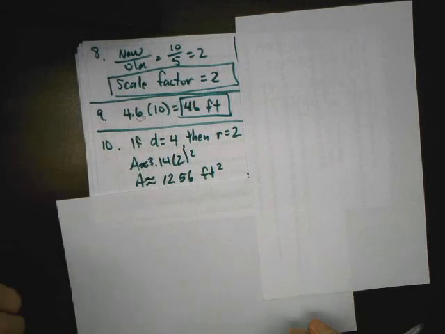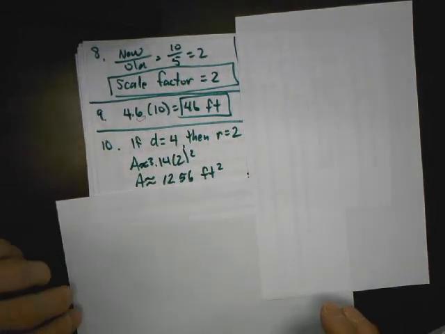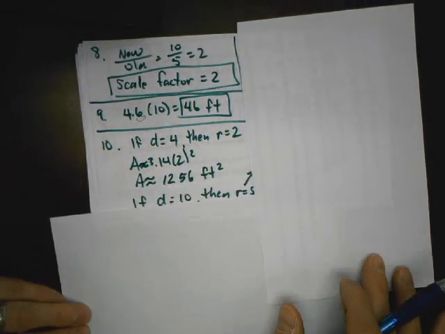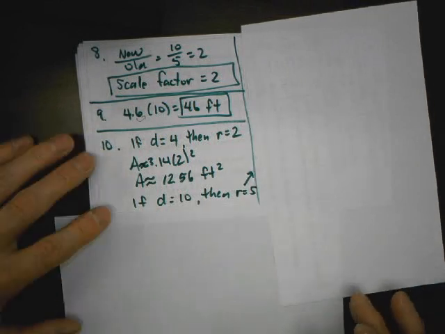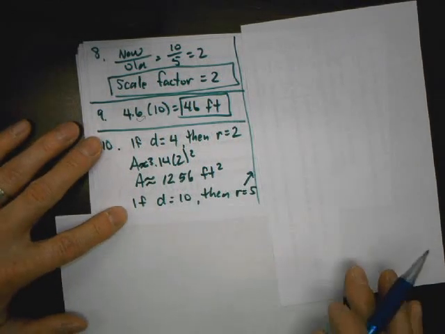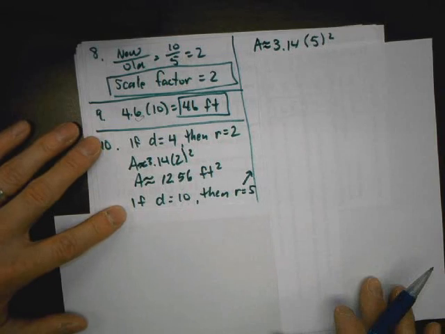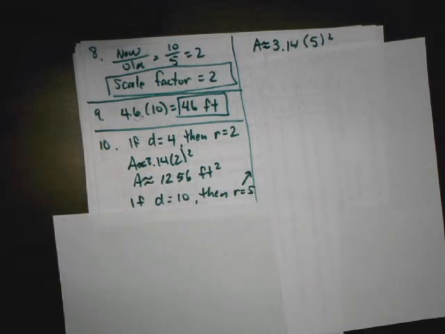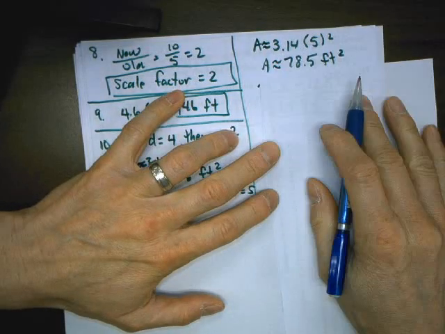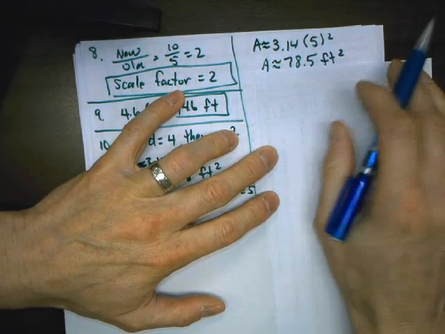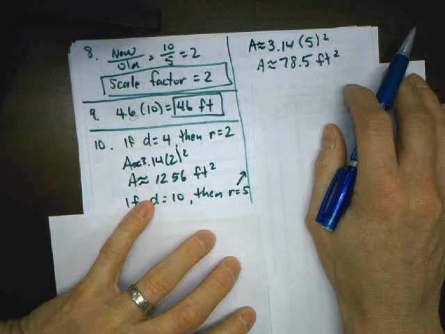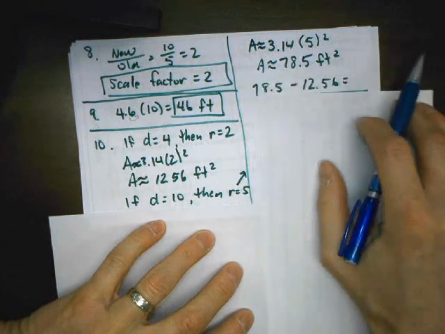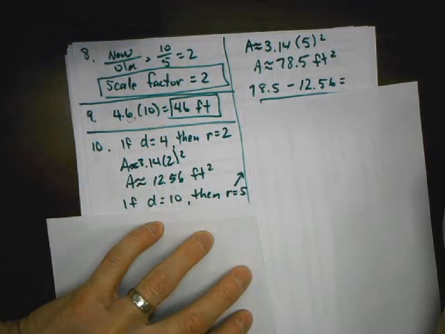The second circle had a diameter of 10, which means the radius is 5, half of that, right? So we use the radius in the formula for the area of a circle. And we have to do your exponents before you multiply. Order of operations, right? 25 times 3.14, you should get 78.5. And they're asking how much bigger is one than the other, so I take the big one, I subtract the small one, and I get 65.94 square feet, or feet squared is the same thing.